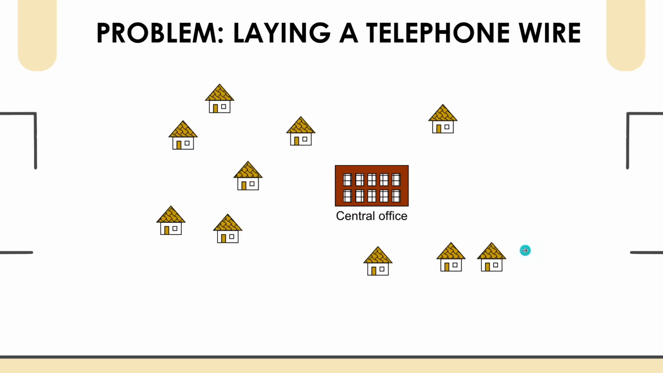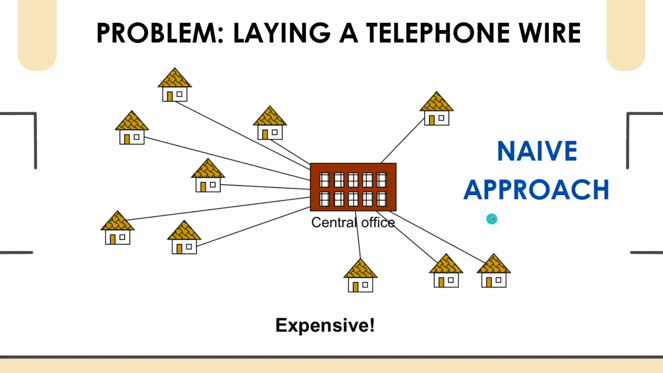So, first consider the problem of laying a telephone wire. As you see here, we have a central office and we have many houses to which this telephone connection has to be extended, and the possible solution via a naive approach would look just similar to this. From the central office we will be extending a separate connection to each of those houses. But when you go with this naive approach, the problem is that we may have to spend a lot on the cost of the wire, and so we say that laying telephone connection via this approach is going to be expensive.